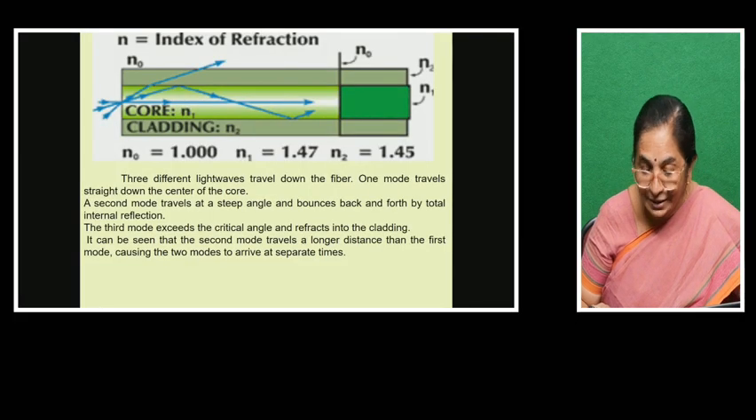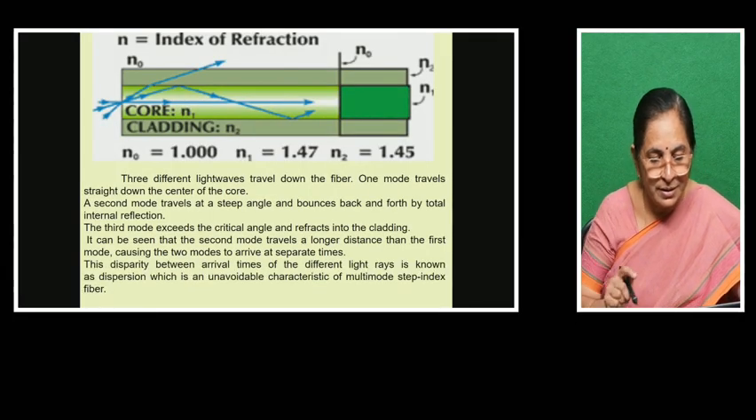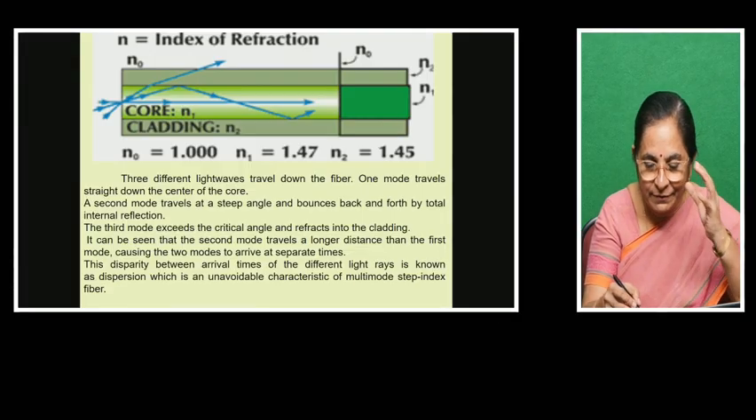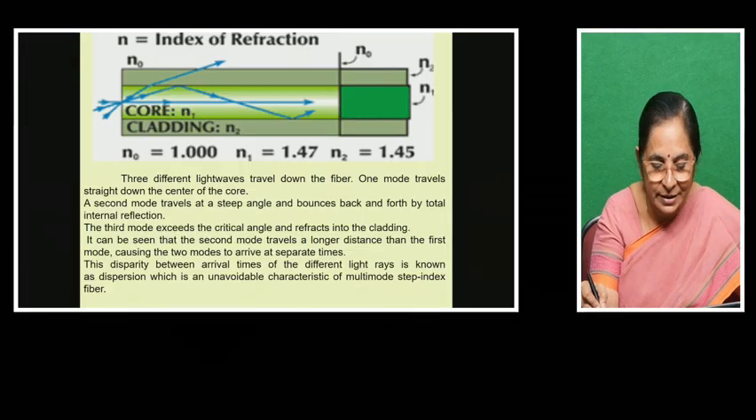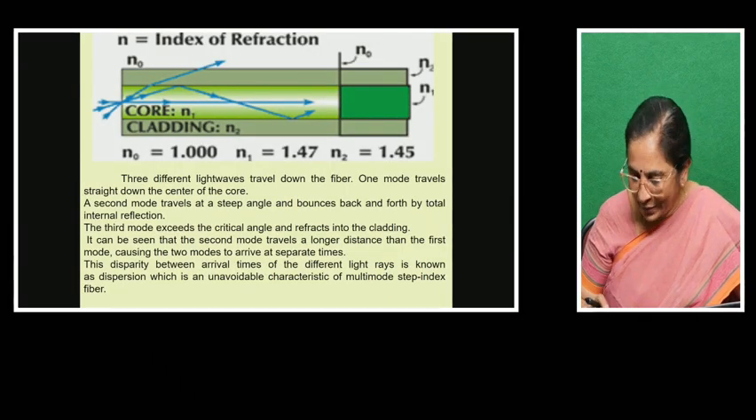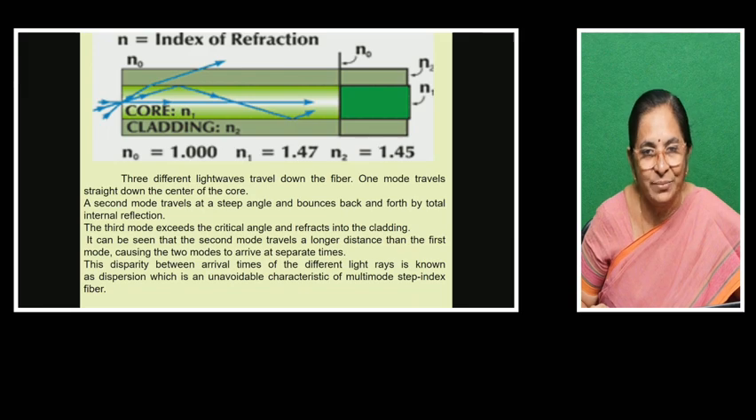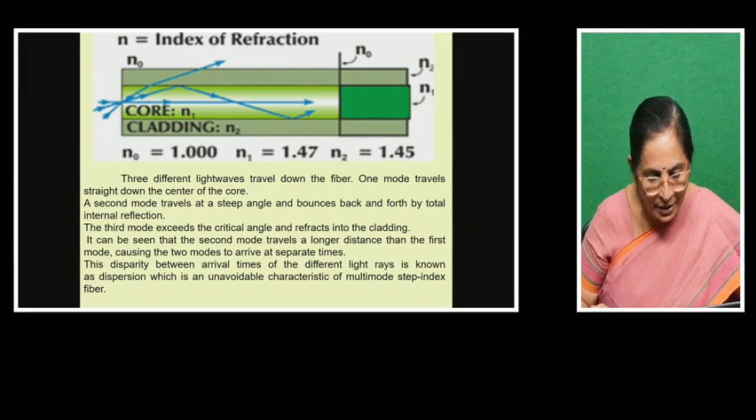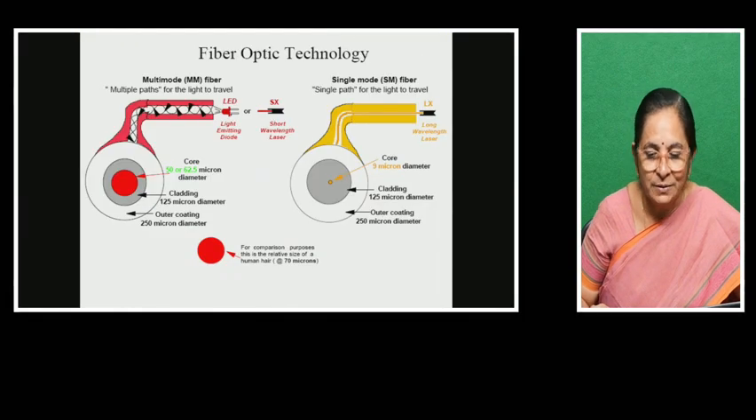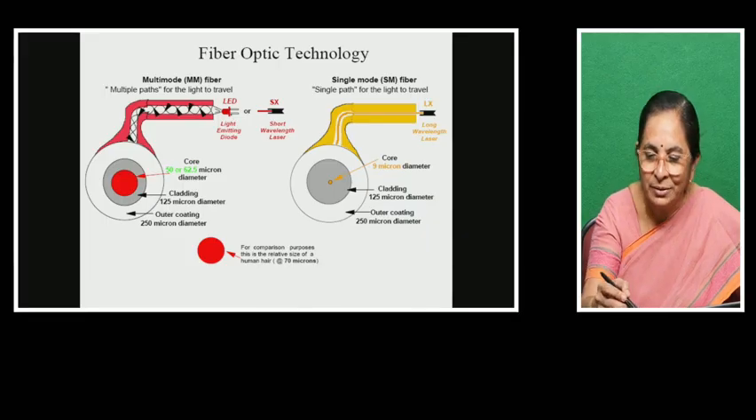So this is what is called dispersion. This disparity between the arrival times of the different light rays is known as dispersion, which is an unavoidable characteristic of multimode step index fiber. So while designing, we have to take this point into care so that we can minimize the dispersion.